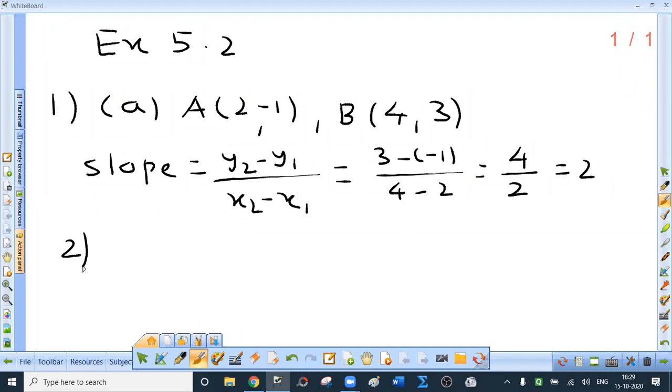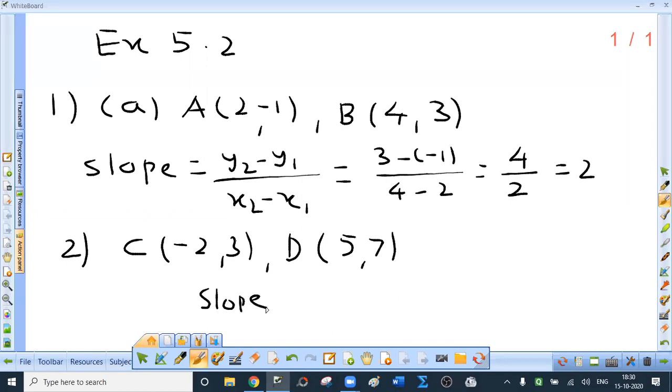Now what about the second? We'll be doing all the four sums. The points are given to be C (-2, 3) and D (5, 7). So the slope of line CD, same as line DC. Write the formula y2 minus y1 upon x2 minus x1. So 7 minus 3 upon 5 minus minus 2, that is 5 plus 2. So 4 upon 7 is the slope. Find out for the remaining lines, line EF and line GH.